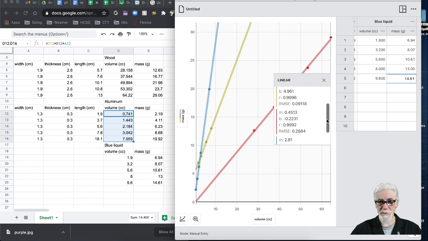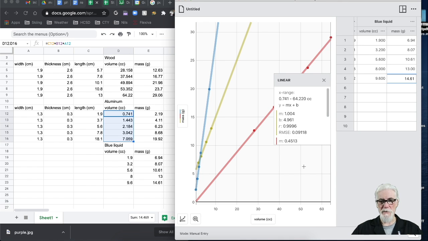The aluminum has the steepest slope. That's 2.81 grams for every 1 cubic centimeter. And then in between is the blue liquid. The blue liquid has a slope of about 1.0 grams for every cubic centimeter. The slope of this graph of mass against volume is what we call density. Density is a comparison of how much one specific unit of volume weighs.